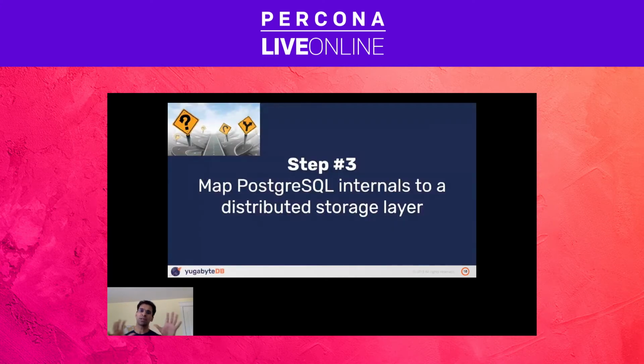Okay, so given that we had a strategy now, a three-step process of first getting the Postgres layer to increasingly run and work on a distributed substrate, and then increasingly push down, and then tweak the query plan to make it work better. Now that we had that, we said, okay, let's figure out how to map PostgreSQL internals to a distributed storage layer. So how do we do that?